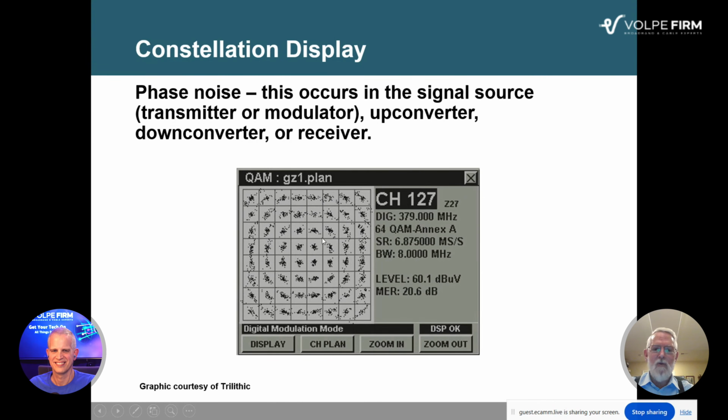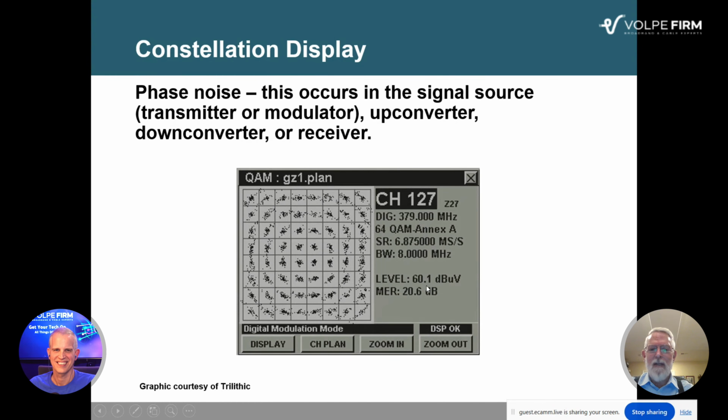And I use 64 QAM here because it's way easier to see. And it looks like the Constellation is trying to rotate. But in this case, you can see the level's good. People look at it and say, wait a minute, what's this dBUV? Look at the channel bandwidth, 8 megahertz. Look at the symbol rate, 6.875 megasymbols per second. This is a European 8 megahertz wide Annex A signal.